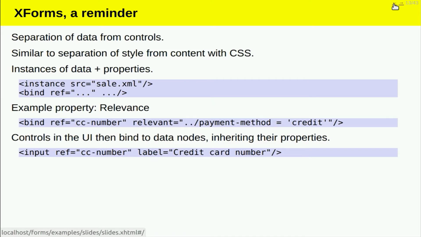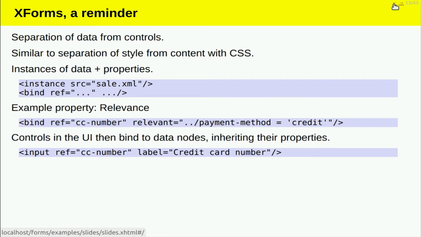I just wanted to tell you the essential bits of XForms that I'd be using in these examples. A very essential part of XForms is that the data and the controls are separated. Just like style and content is separated using CSS, the data is in one place, and the controls are in a completely different place. This has a lot of advantages, just like CSS. It allows you to reuse the data in different ways.